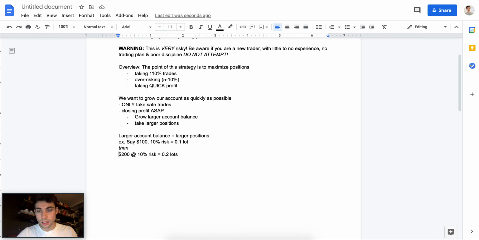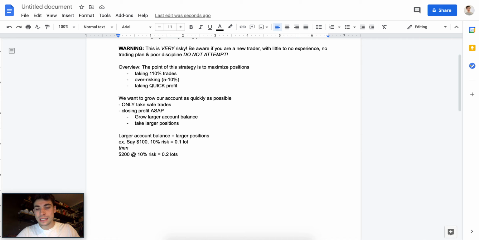So think about this logically. If I start at $100 and I'm taking a 0.1, which is, for argument's sake, easy math, 10% risk, okay? How many pips am I going to have to catch in order to make $100? Let's just say it's 100. It is 100. So we have to catch 100 pips to make $100 on a 0.1, right?